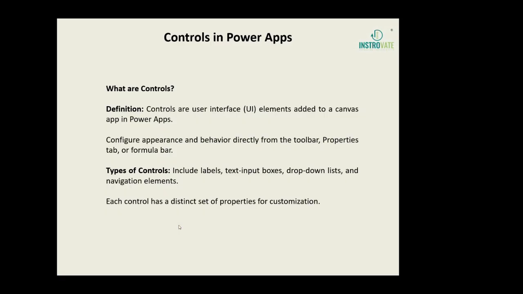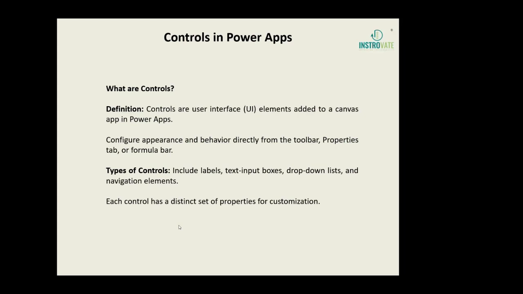First of all, we will see what controls are. Controls are user interface elements that are added to canvas apps in Power Apps. Basically, you configure appearance and behavior directly from the toolbar, the properties tab, or the formula bar. So these are the controls. And what are the types of controls? It can have text input boxes, drop-down lists, and labels.